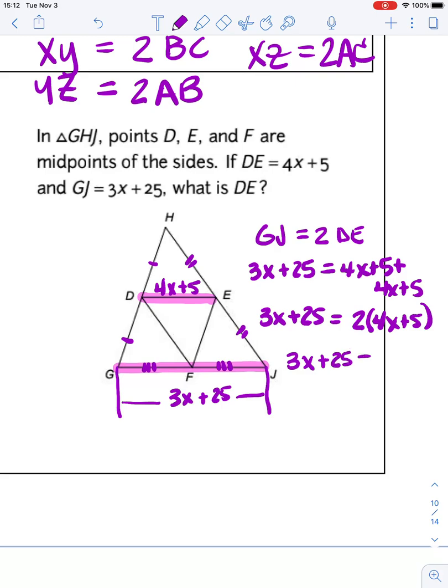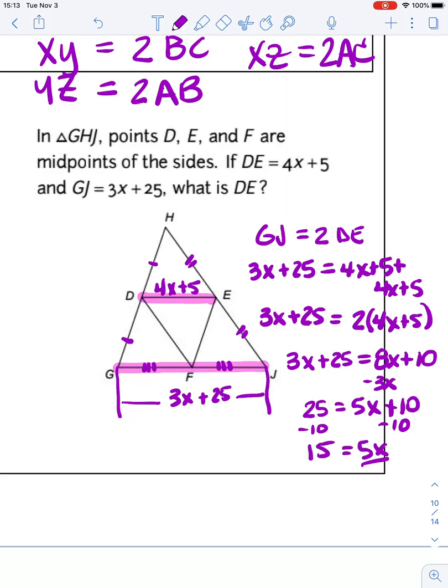So 3x plus 25 is equal to 8x plus 10, regardless of whether you set it up as 4x plus 5 plus 4x plus 5 or 2 times 4x plus 5. Either way, you end up with the same answer when you combine all your like terms. Now we subtract 3x from both sides, so you get 25 is equal to 5x plus 10. We subtract 10 from both sides, so we get 15 is equal to 5x. Divide both sides by 5, and you get that x is equal to 3.